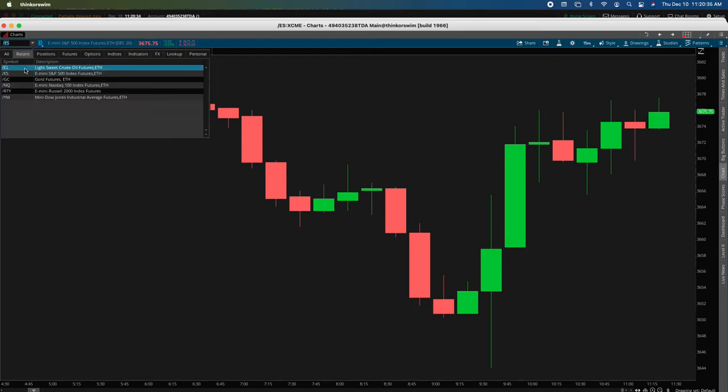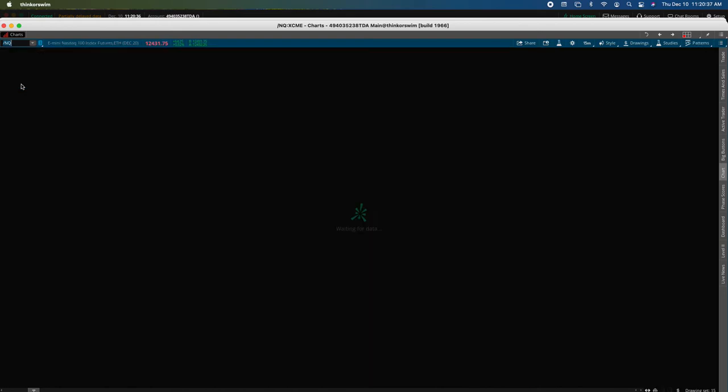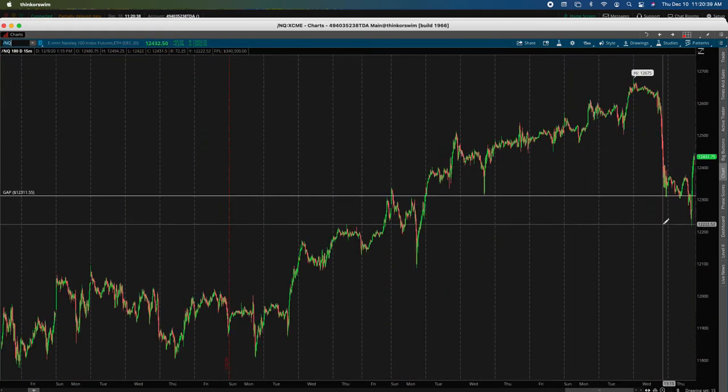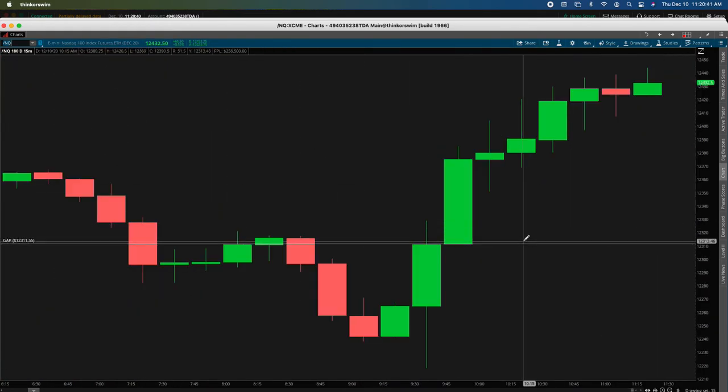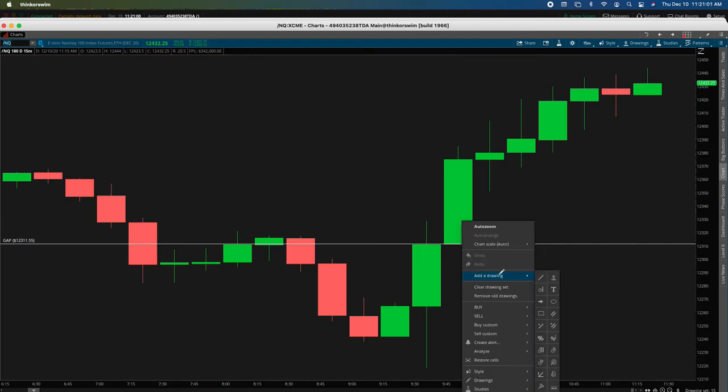Same way with what's this? NQ. NQ has the same thing right here. This is a gap. Now see, if you pay attention up here, we're going to go with the close first, which is here. Do you see the close? 12,311. Now that's the close, 12,311. Now look at the open. The open is 12,312. That's a gap, people, whether you like it or not. That has to be notated.